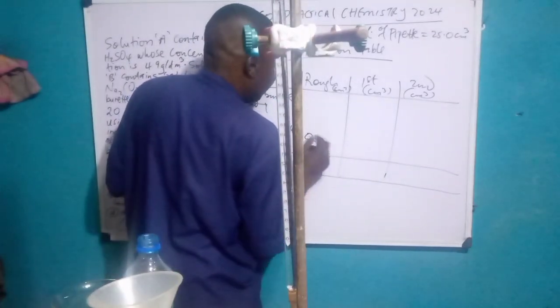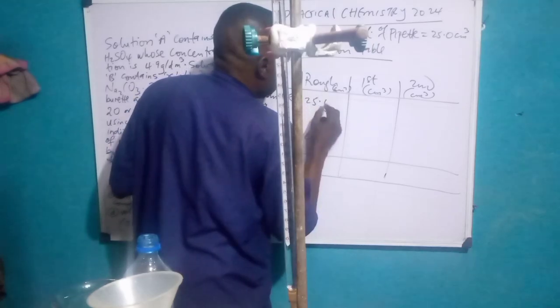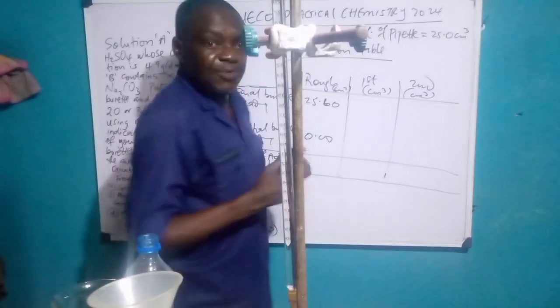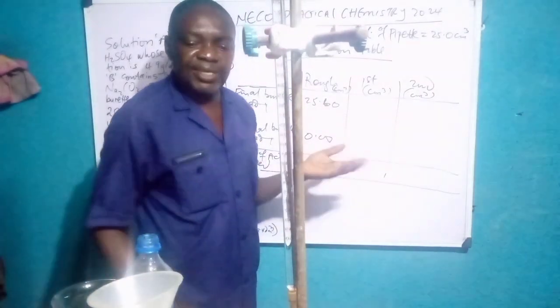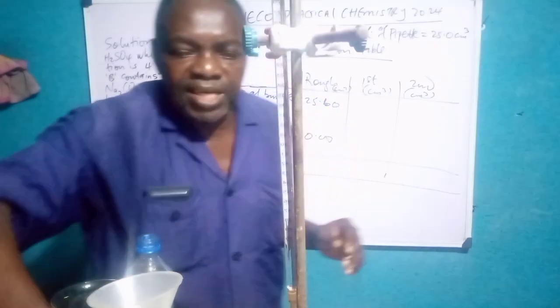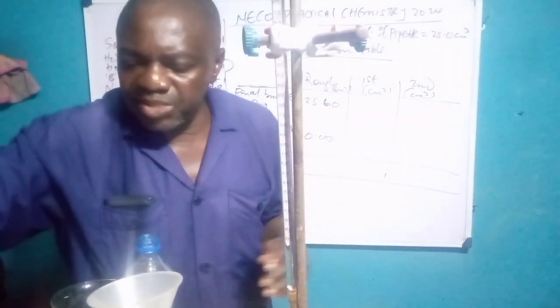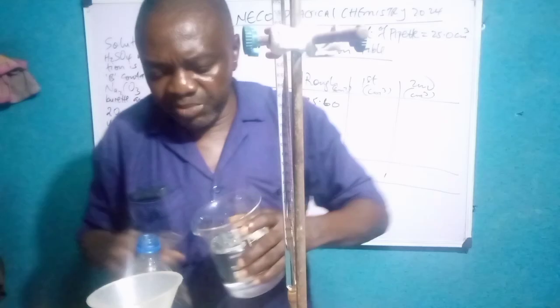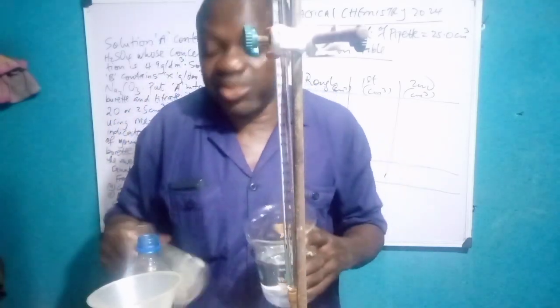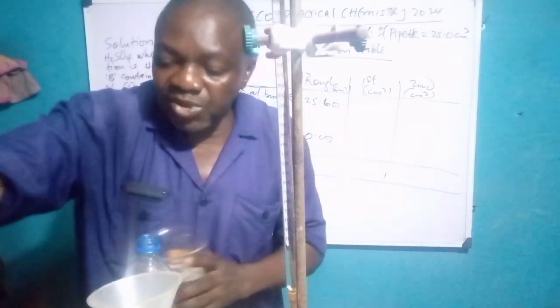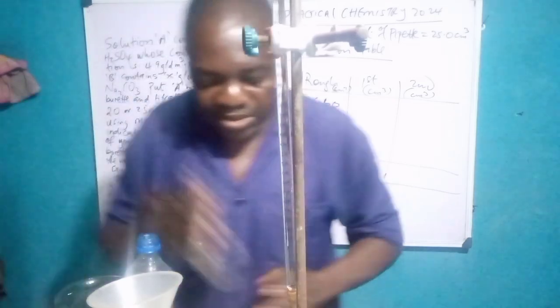I started with 0.00, 25.60. You see, if you use 25.6, they will mark it wrong. You have to be correct to 2 decimal places. Please don't start losing marks unnecessarily. No matter what you see in your textbook, those that are in the field, they always tell you what to do. So that is how it goes.